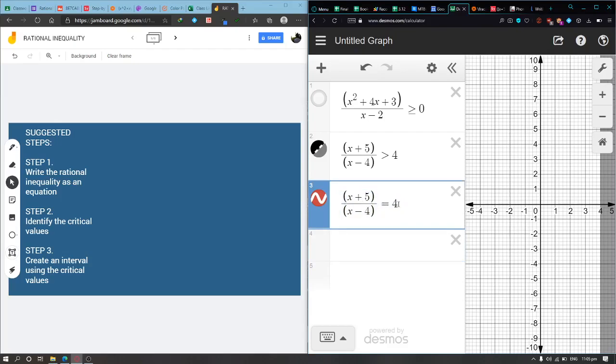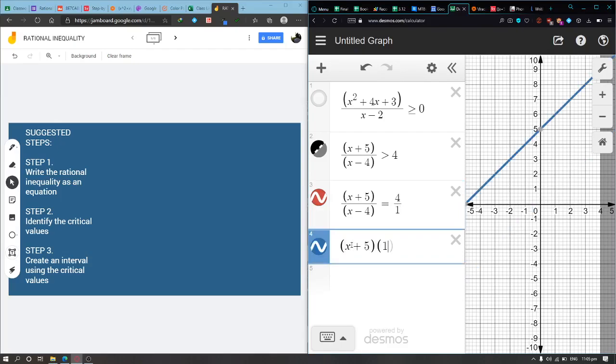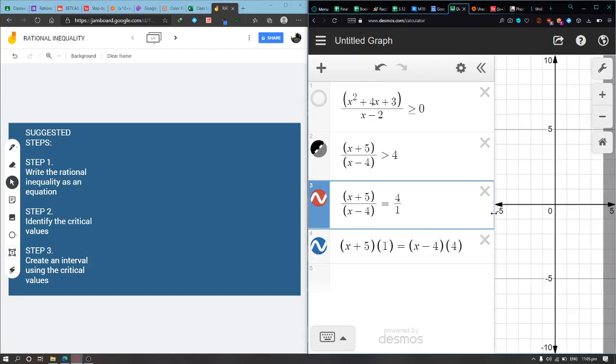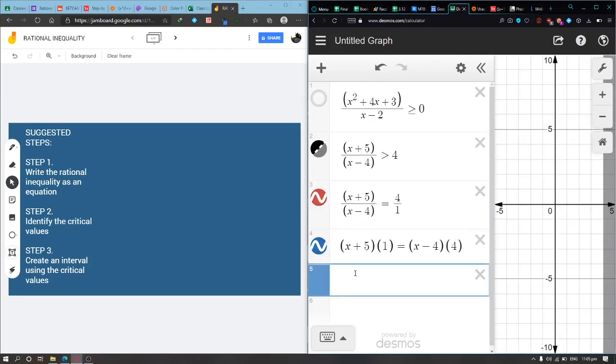So cross multiplication, it will become 4 over 1, and then x plus 5 multiplied by 1 is equal to x minus 4 multiplied by 4. So let us simplify. x plus 5 remains, is equal to x multiplied by 4, which is 4x.